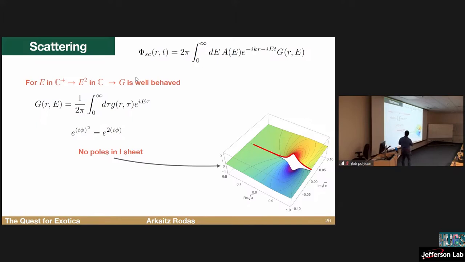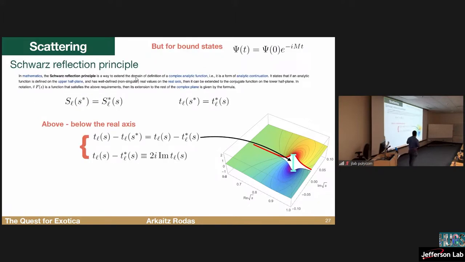When you have the phase of a complex value and you square the whole thing, this becomes twice the phase, right? So the upper part of an energy plane from 0 to 180 becomes from 0 to 360. So in the E squared variable, which is what we call s, the Mandelstam invariant, the function is well defined, well behaved in the whole complex plane. And this is what we just do. There are no poles there. Okay? Where are the poles? I promise you there are.